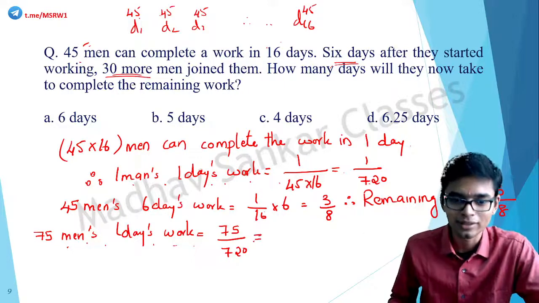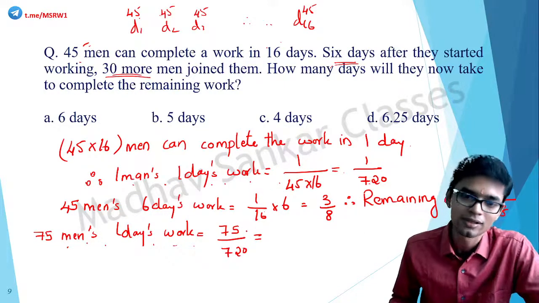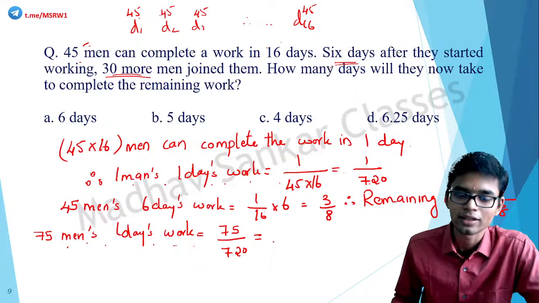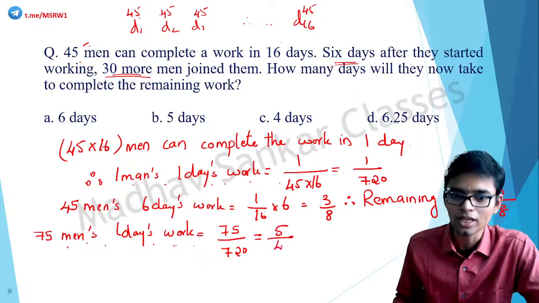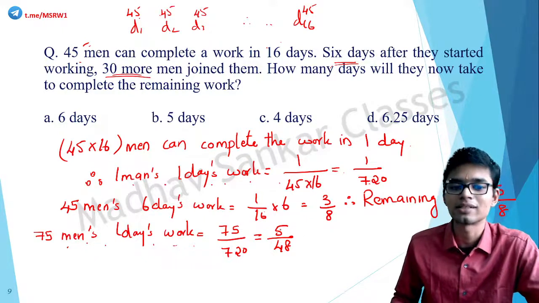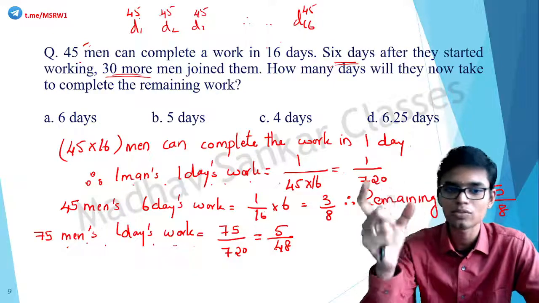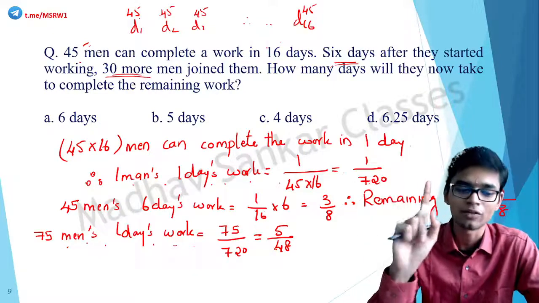I think we can cancel this out. 75 we can cancel with 3, so 25 by 240. 5 goes, and then again we can cancel it. So it is 5, 8 and 4. So it is 5 by 48. I think so. If there are any errors, please let me know. I think it is 5 by 48. 75 divided by 720, so 75 men's 1 day's work is 5 by 48.